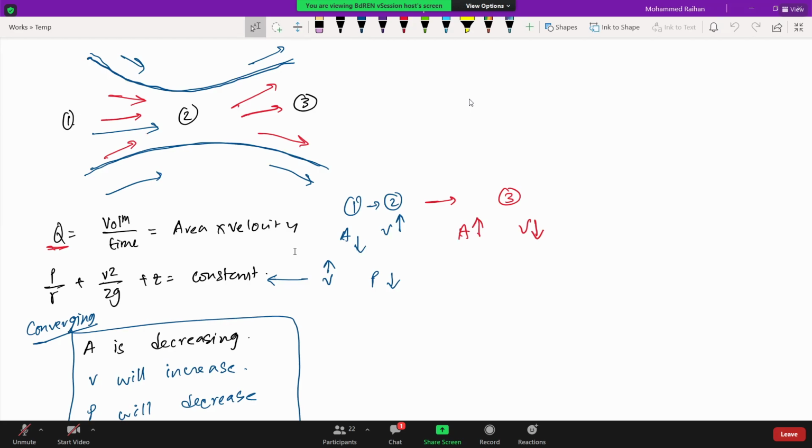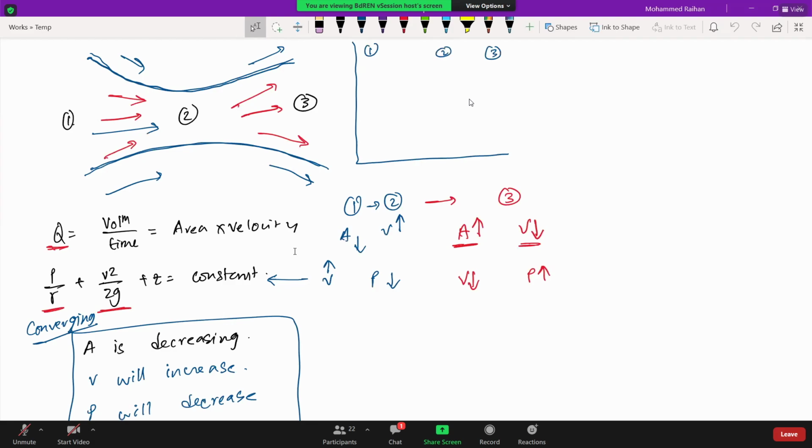So as the area is increasing, velocity will decrease, right? As the velocity decreases, what will happen to the pressure? Pressure will increase. So let me draw something. This is called the pressure profile, from this section to this section. Let's say this one is section 1, this one is section 2, and this one is section 3.